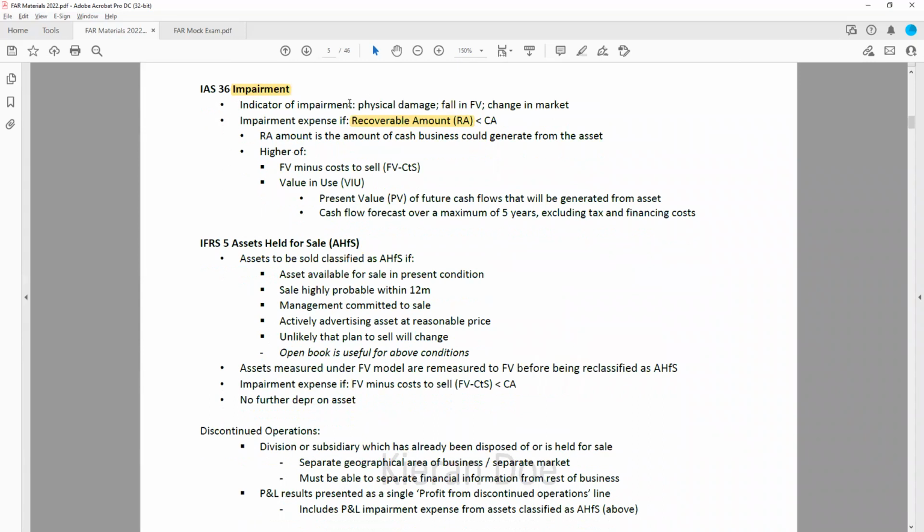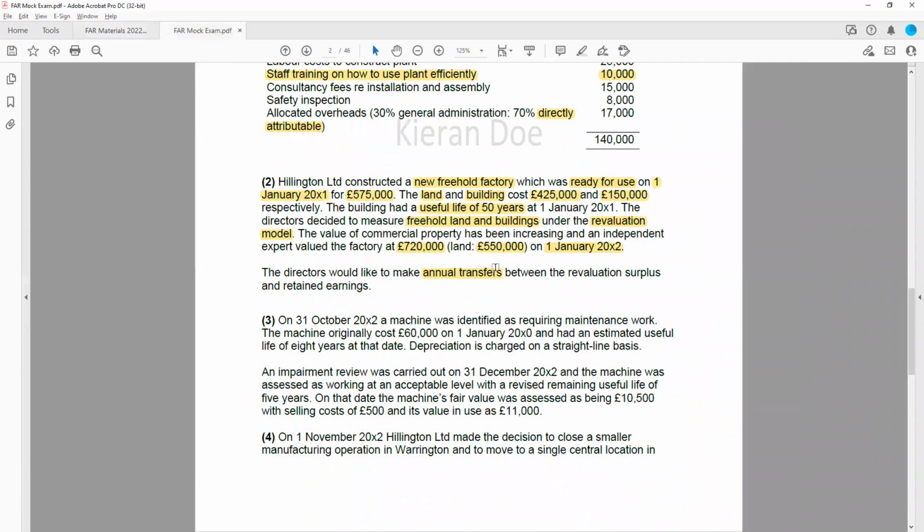So therefore, we're going to have to do this impairment test when there's an indicator of impairment. So we can see here that on the 31st of October X2, and machines, so still looking at PPE, we've got 31st of October X2, so 2 months before the year end, was identified as requiring maintenance work. So perhaps that's an indicator of impairment.